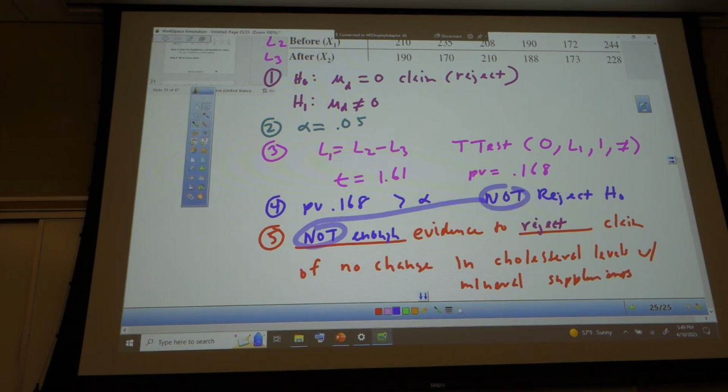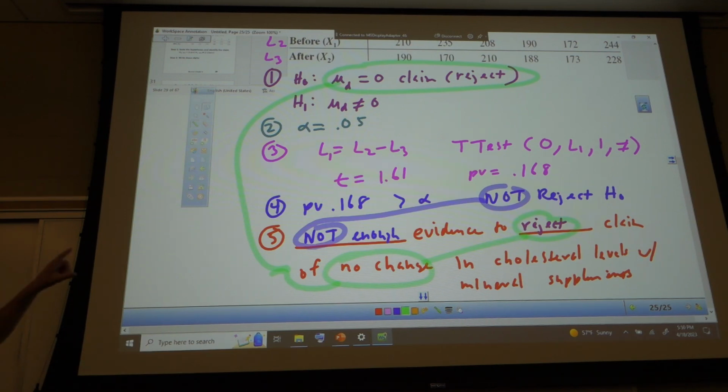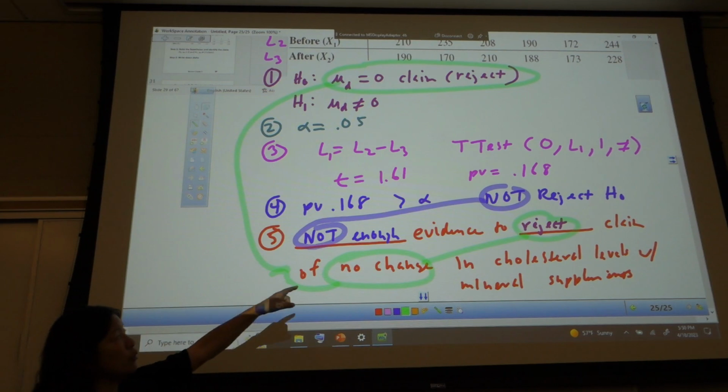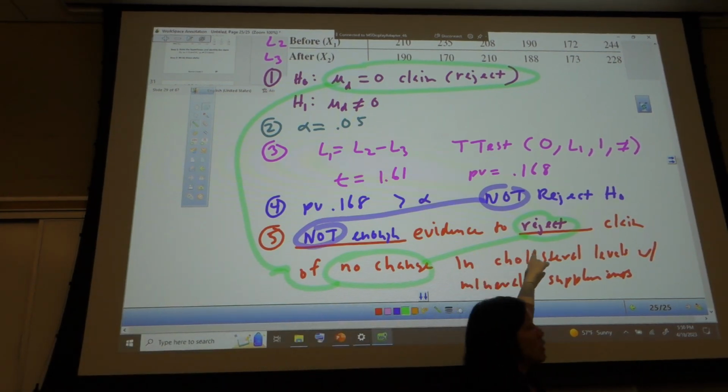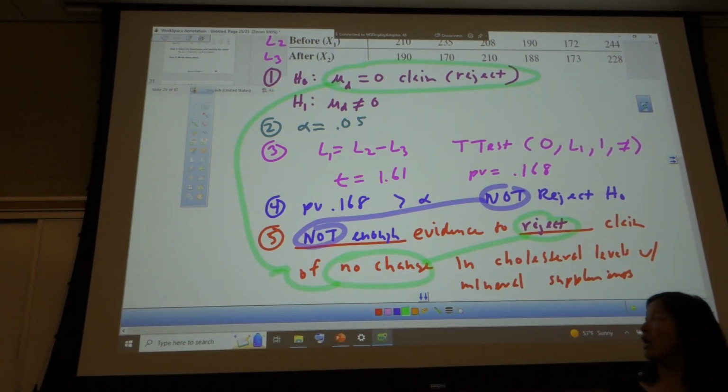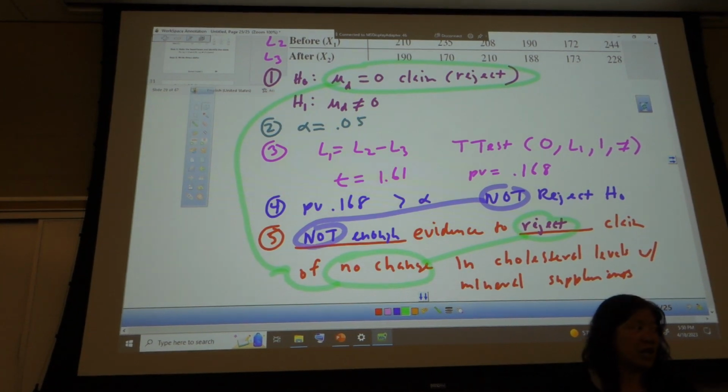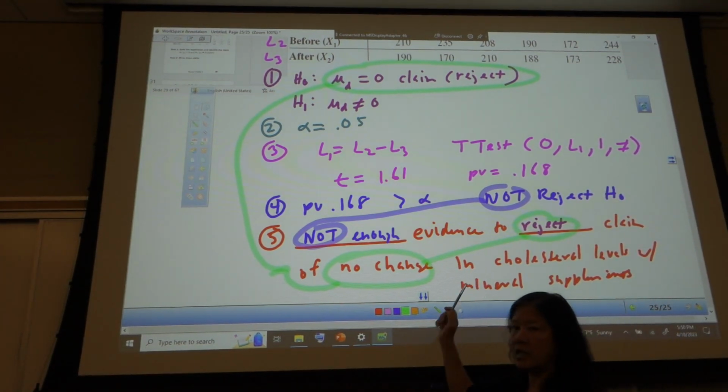So because of this, that means there should be no change and reject. Does everyone see that? If I had picked H1 as my claim, then I'd use the word support here to support the claim of a change. Does that make sense? Yes. So that's the big difference there.